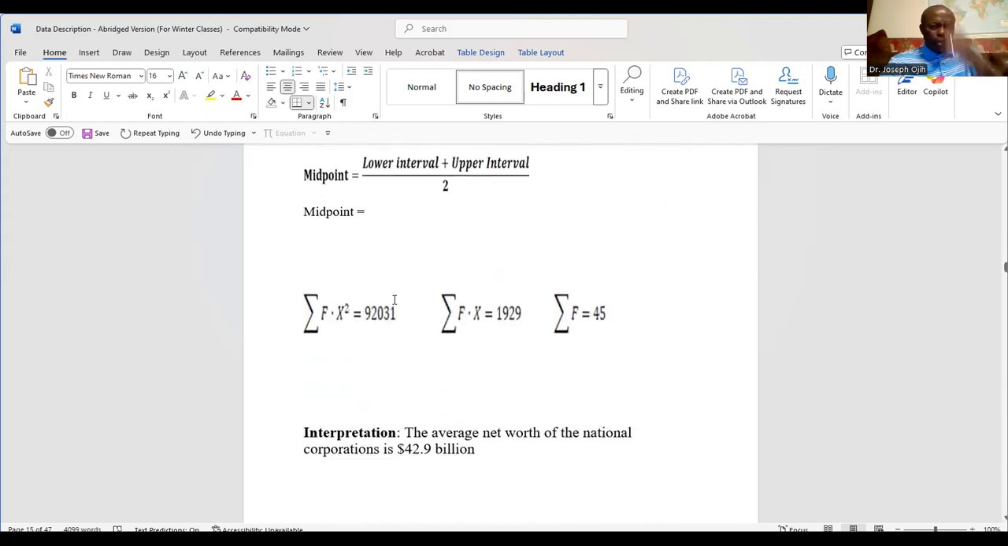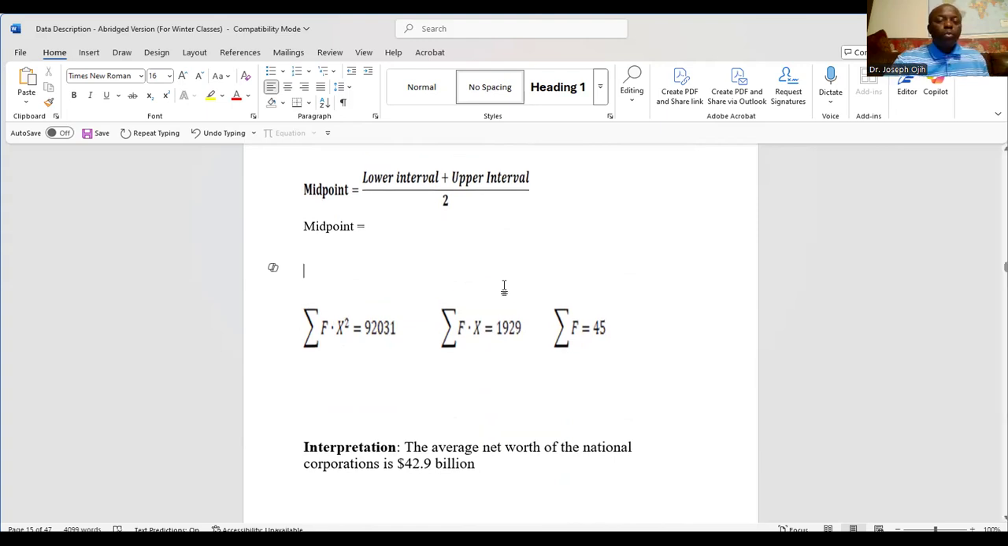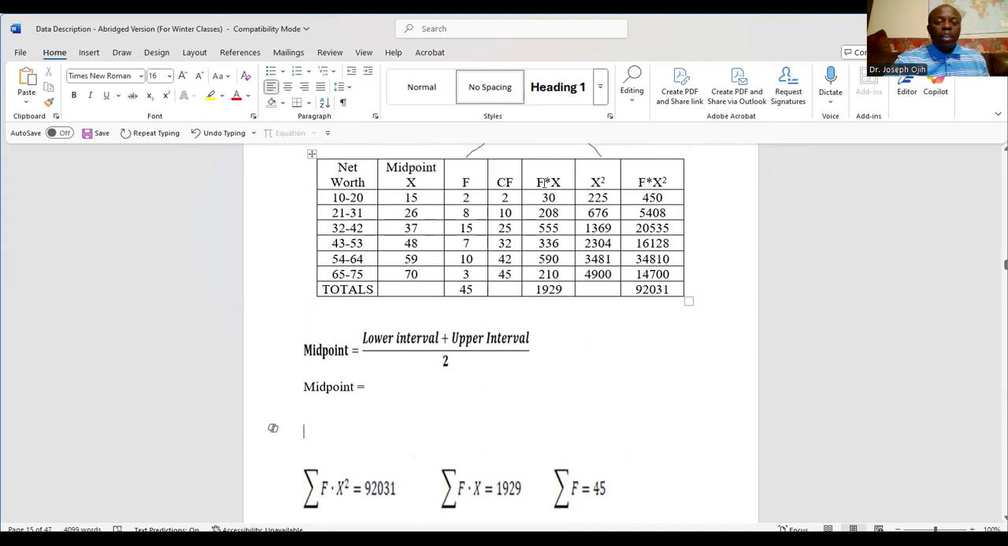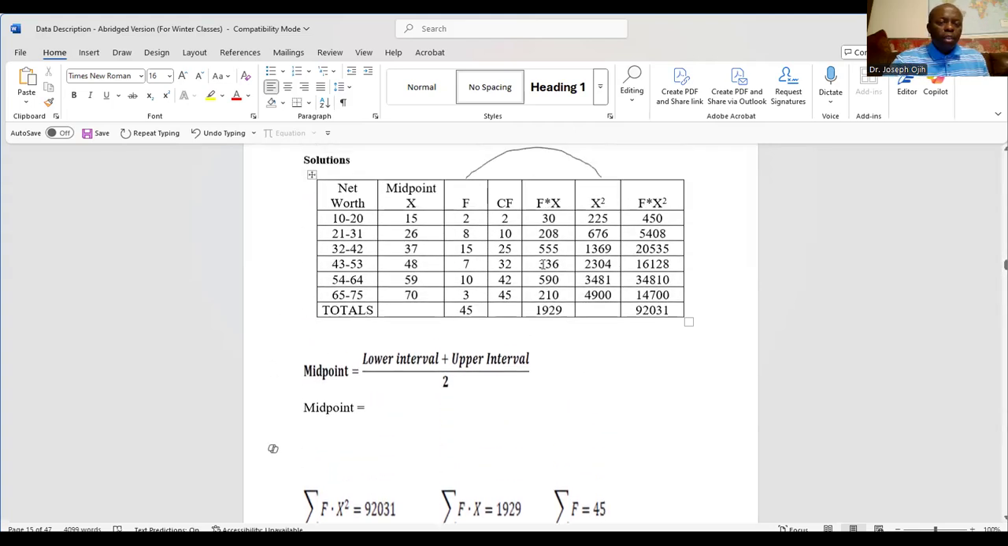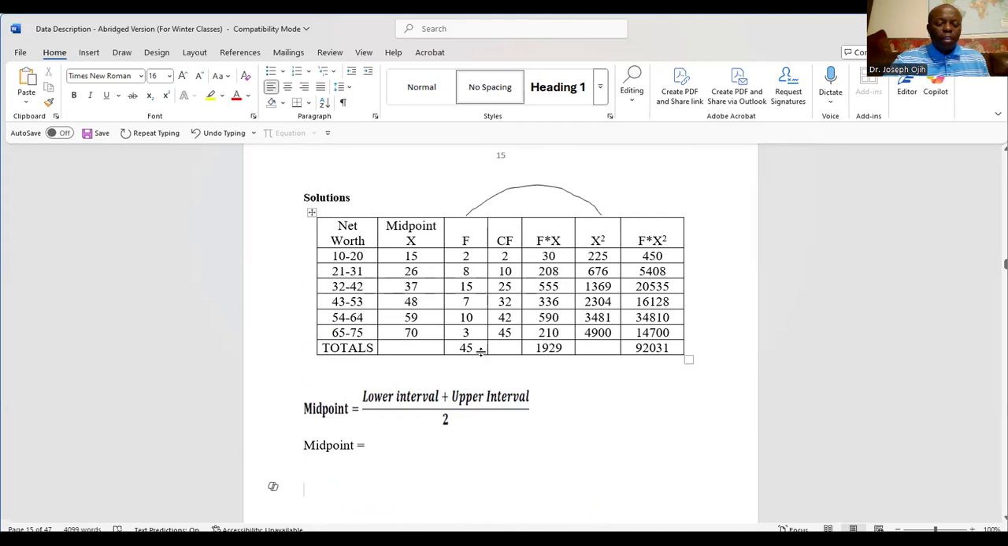So for the mean, we have that the sum of f times x is 1929. Let me write this down. Sum of f times x is 1929, which you can see from here. And the sum of frequency is 45, which you can see from here. Now we can go and calculate the mean based on that.